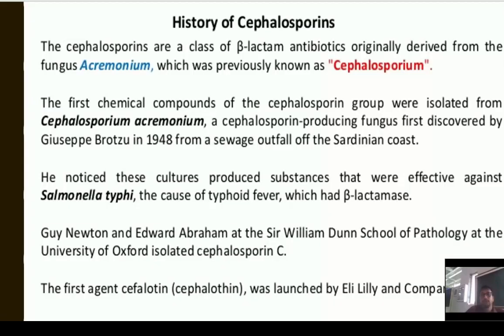Next is the history of cephalosporin. These are derived from the fungus Acremonium, previously known as Cephalosporium. The first cephalosporin chemical compound was isolated from Cephalosporium Acremonium, and it was discovered by Giuseppe Brotzu in 1948.